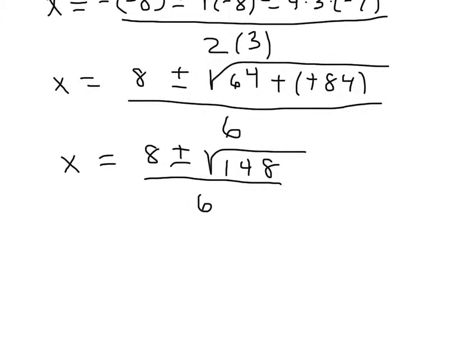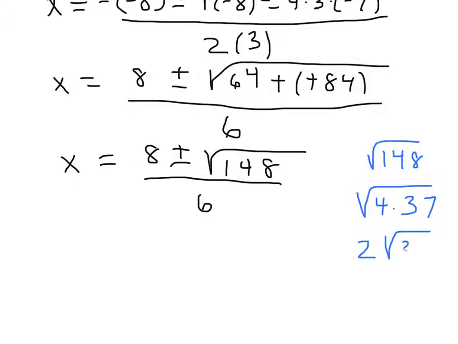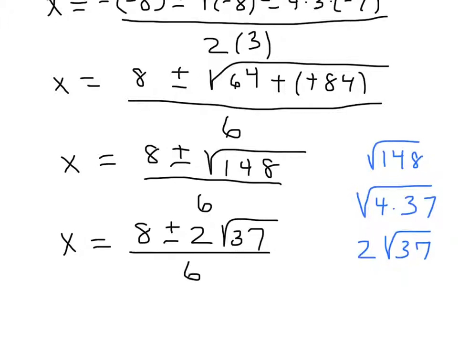I think we can simplify the square root of 148. Let's do that. Come over to the side and think about 148. It's divisible by 4. So let's factor that as 4 times 37. Square root of 4 is 2. 37 is prime. You cannot take its square root. So we can simplify the square root of 148 as 2 radical 37. So we're going to simplify our answer as 8 plus or minus 2 radical 37 over 6.